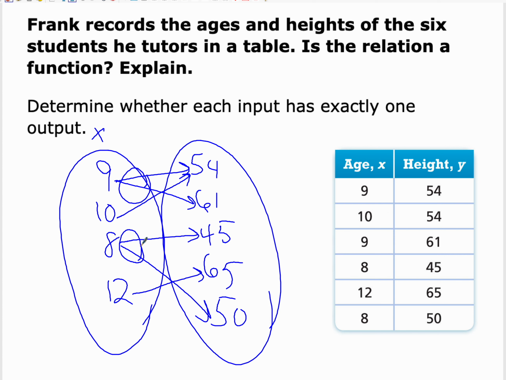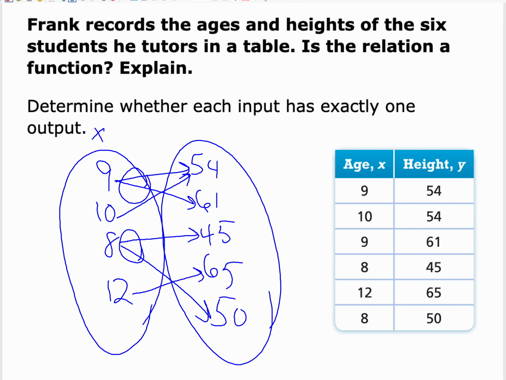Now, does that mean he needs to kick one of the kids out of his tutoring session? No, there's nothing wrong with the data. The data's okay. It doesn't matter that it's not a function. It just doesn't fit the definition of a function. And that's going to matter later when we get into writing some equations and things. It's okay, it's not a function.